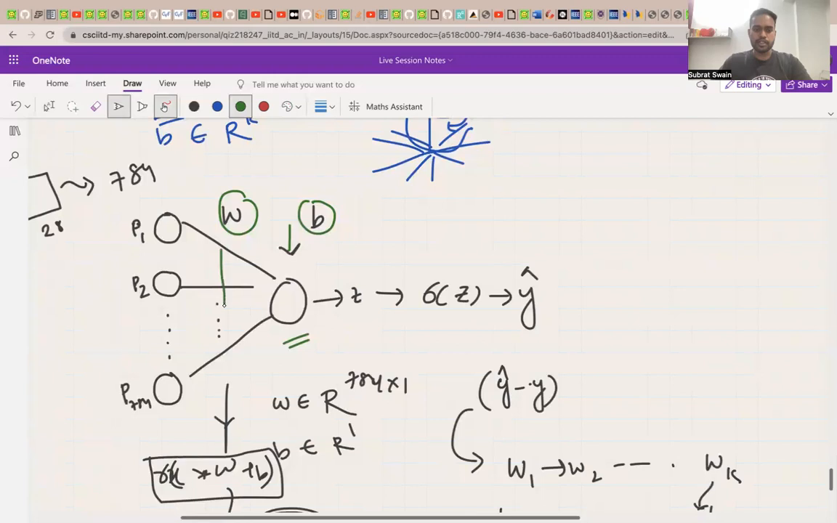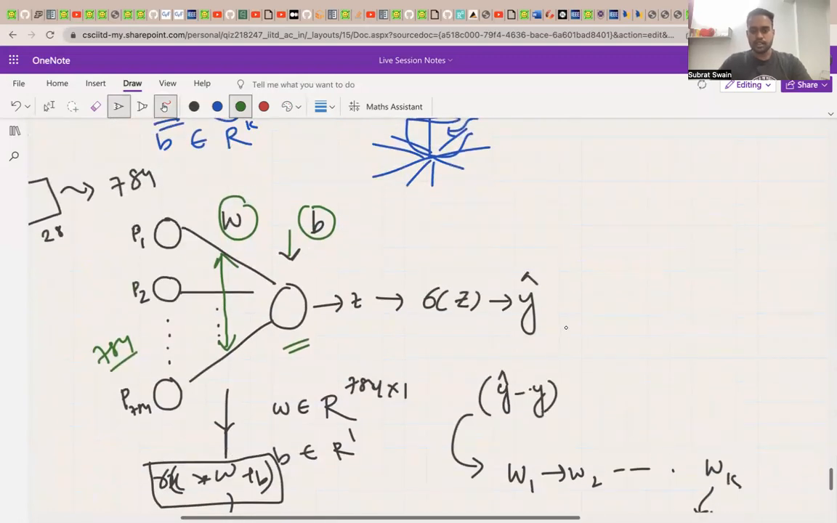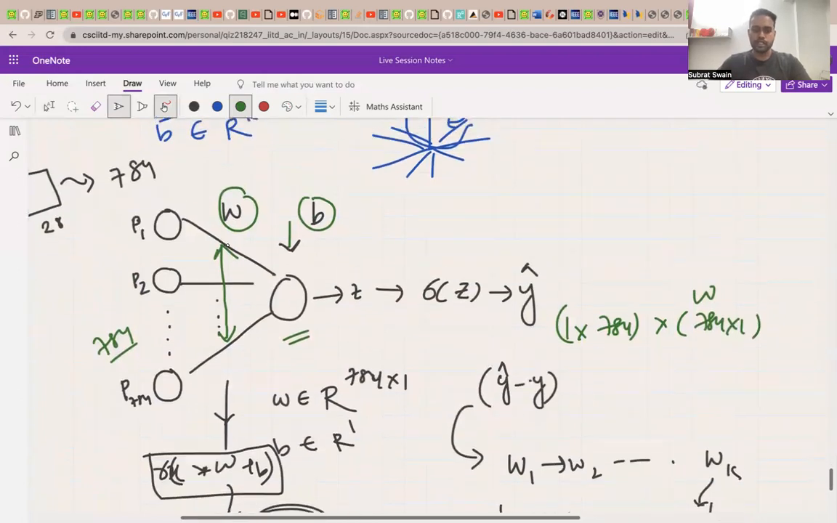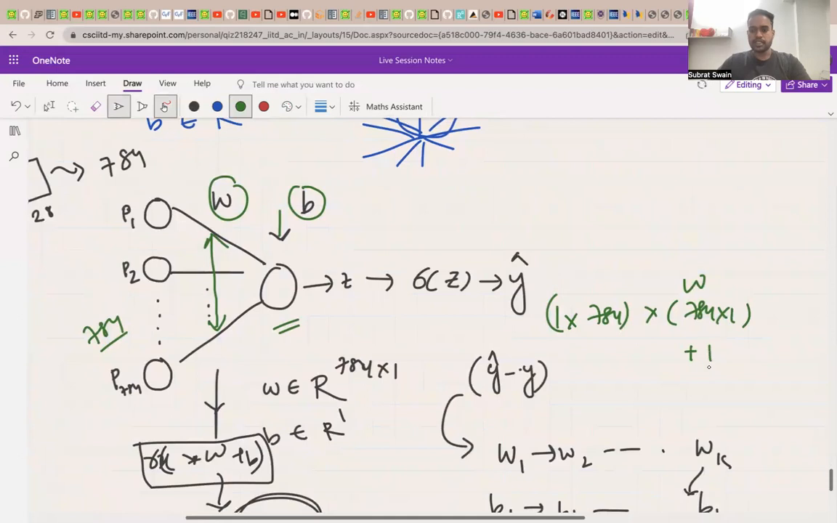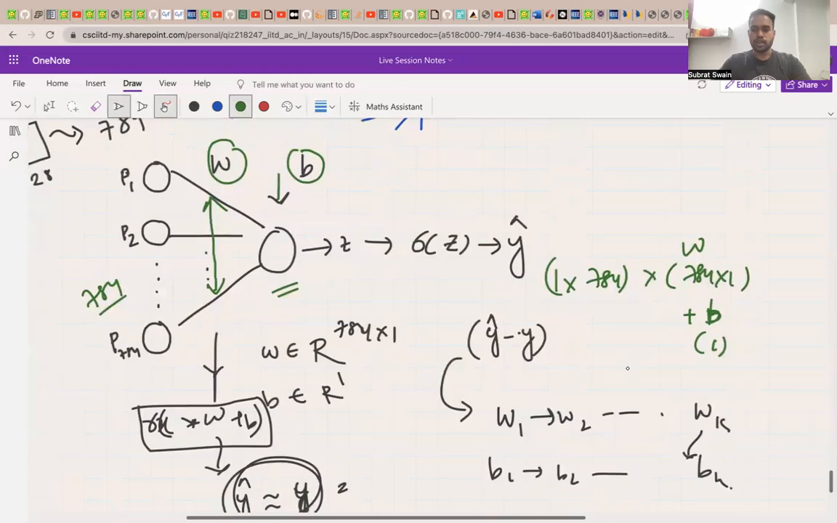So what is the number of parameters? Suppose the input is 784 and the output is 1. Since the input is 1 into 784, to multiply this we need a matrix W of 784 cross 1. So there are 784 weights. And we also have a bias term B, which is a single number, 1. So the total number of parameters is 784 plus 1 equals 785.